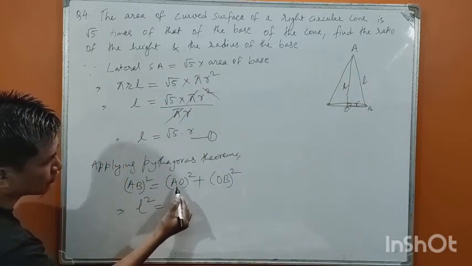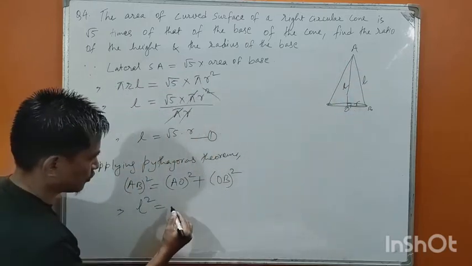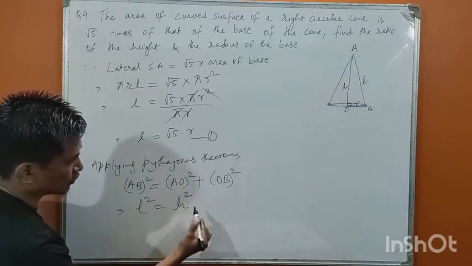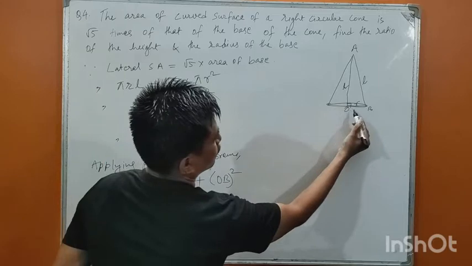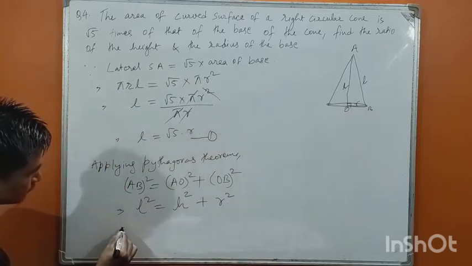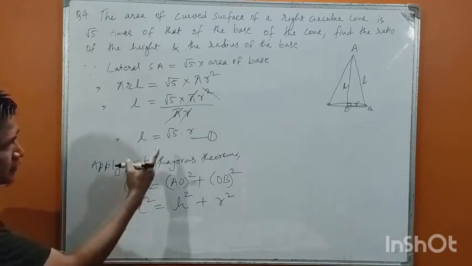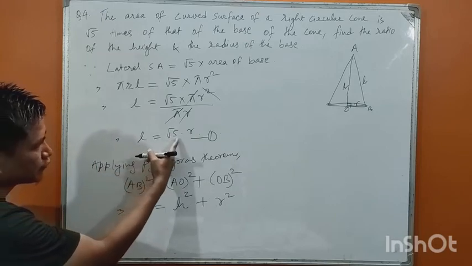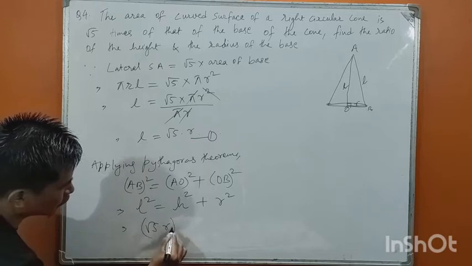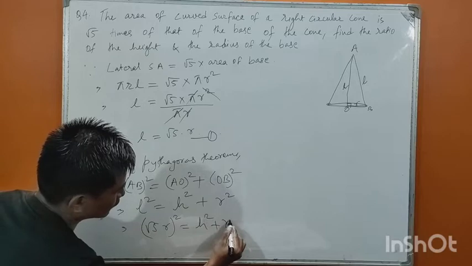L square equals AO square plus OB square. What is AO? AO is H. So H square plus OB means R, so R square. Now what is L? L is root 5R, isn't it? Instead of L, I can write root 5R. So root 5R whole square equals H square plus R square.